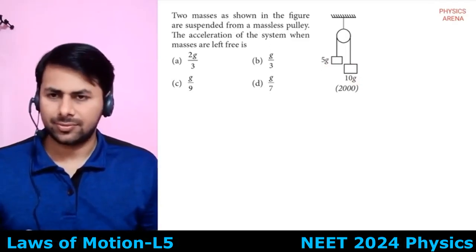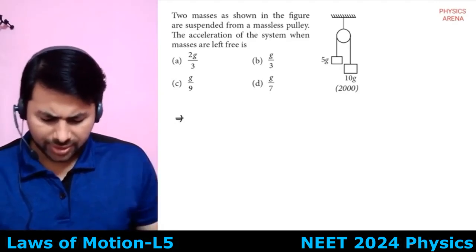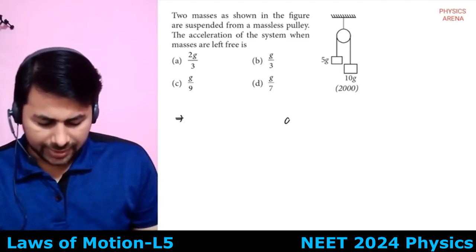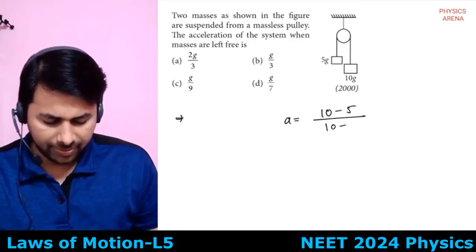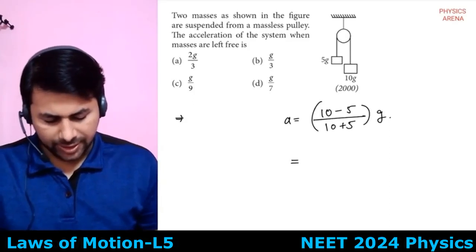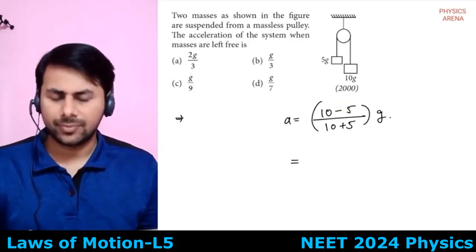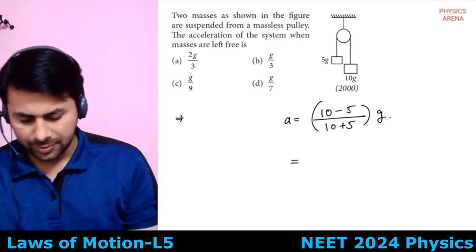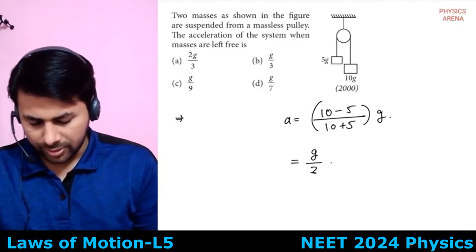It's very simple. The acceleration will be 10 minus 5 divided by 10 plus 5 into g. And how much is that? This is 5 divided by 15, or we can say 1 by 3. So it will be g by 3. Option B.